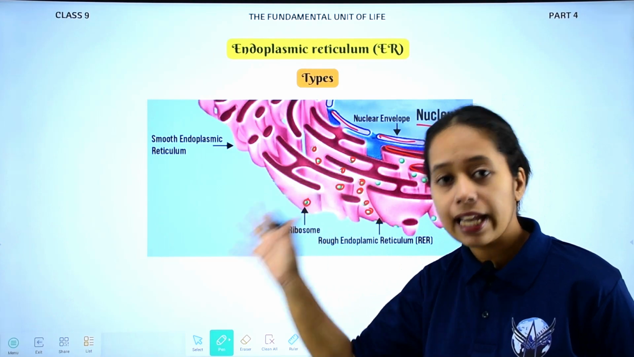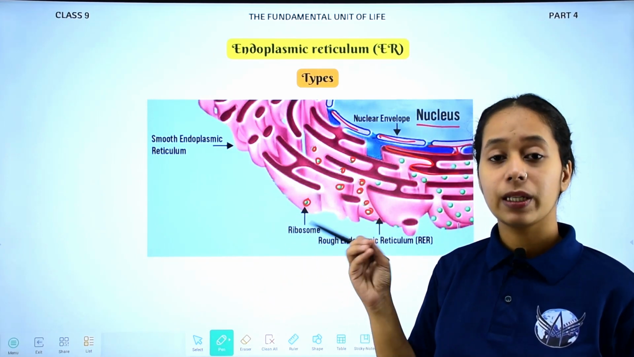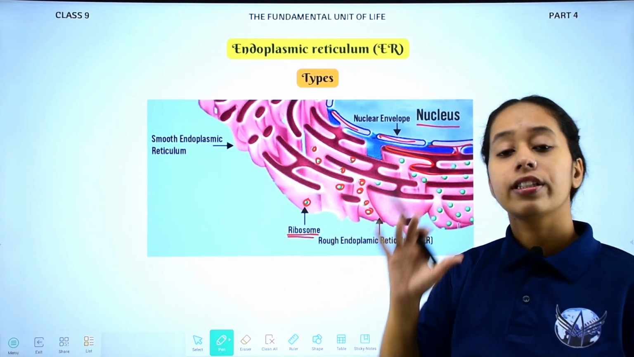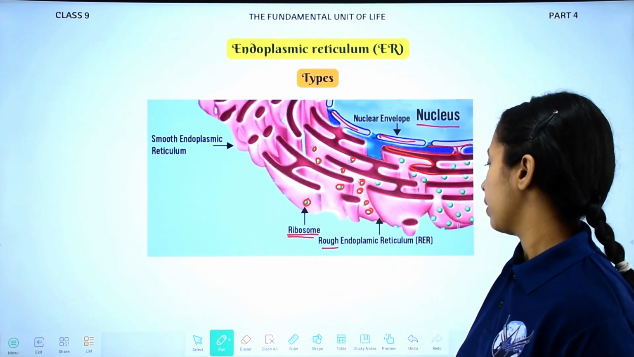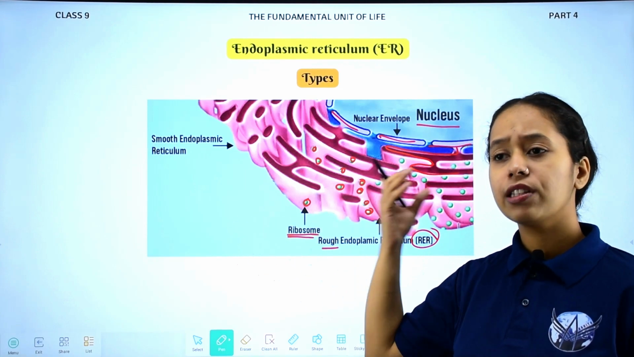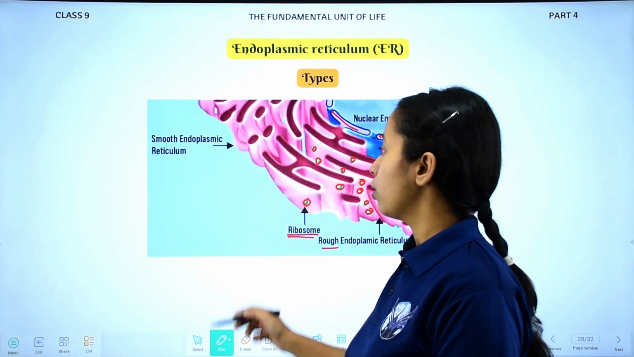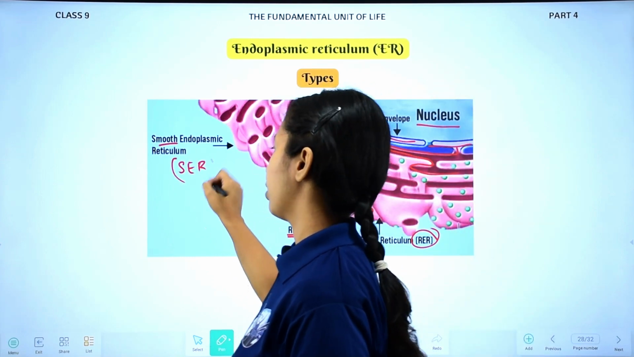So the type of ER where these tiny particles are attached, tiny particles meaning ribosomes, these tiny particles are nothing but ribosomes. So the ER where ribosomes are attached is known as rough endoplasmic reticulum or RER in short. And those ER where we will not find any attached particles, any attached ribosomes, are known as smooth endoplasmic reticulum or SER in short.